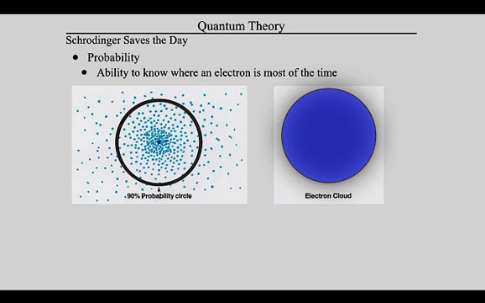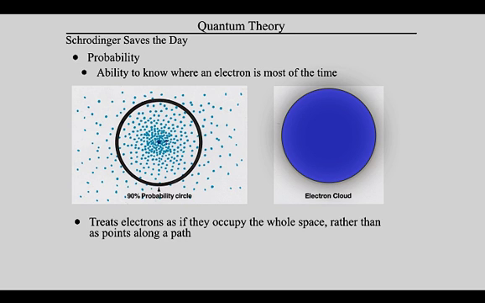So guys, picking up from there, Schrodinger gave these volumes names. So you don't need to write this down, but you do need to write down the names. So this idea of probability treats electrons as if they occupy the whole space, like the fan blades, rather than being points along a path. And guys, he gave these spaces names. He called them electron clouds or orbitals. Not orbits, but orbitals.